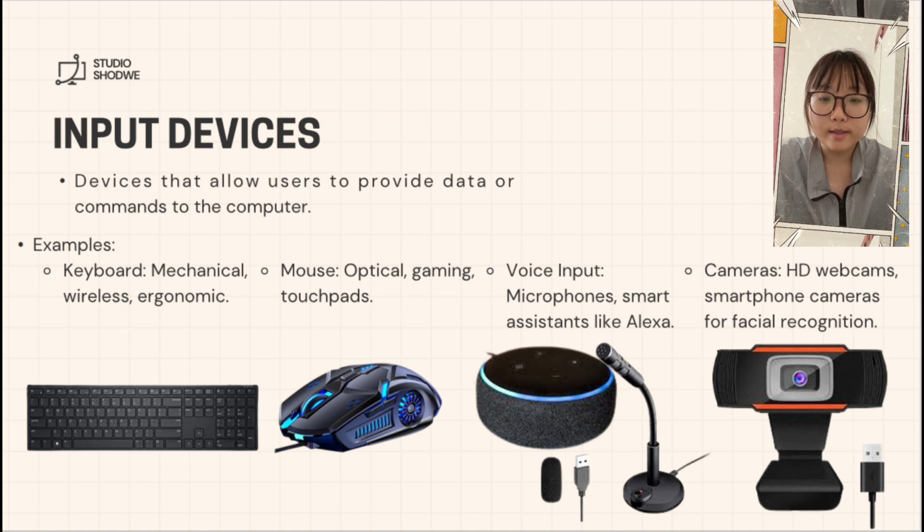And the next device is mouse. There are also many types of mouse available, optical, gaming, and touchpads. And then the third input device is voice input. It includes microphones and smart assistants. Finally, the camera is also included in the input devices. There are also many types of camera. For example, HD webcams and smartphone cameras.